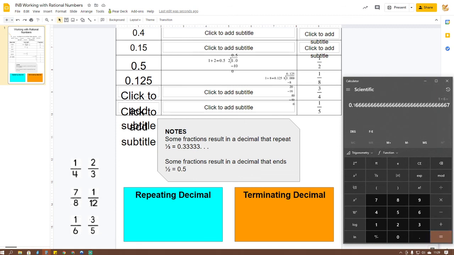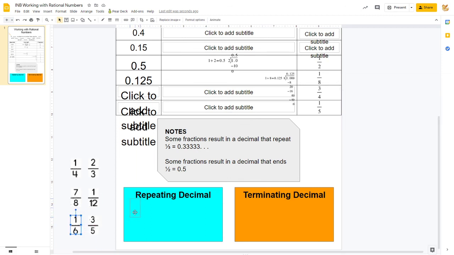So here I have 0.1666667. So that 7 is just a rounded 6. So as you see, I have 6 repeating constantly. So that means this one is going to be a repeating decimal. Now this one kind of goes against the rules of even is terminating, but like I said, there's some that are meant to be broken.